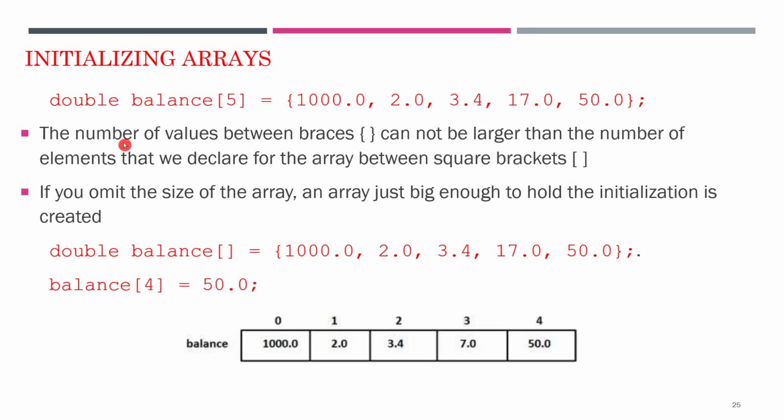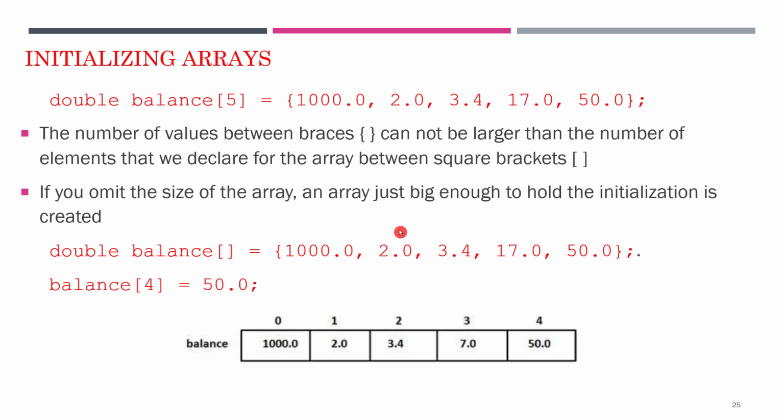How to initialize arrays? So you see type double balance. Double, then the name is balance with 5 inputs: 1000.0, 2.0, 3.4, 17.0, 50.0. Since it's double, we can use decimals. The number of values between the braces cannot be larger than the number of elements that we declare for the array between the square brackets. The number of inputs cannot be greater than the defined size of the array.